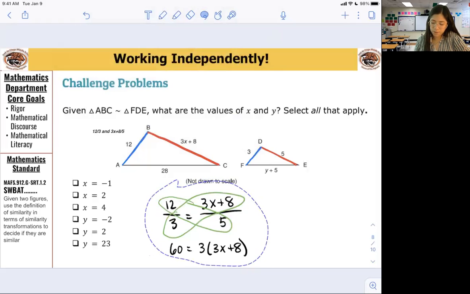So here we've got 60 equals 3 times 3x plus 8. What can I do to solve for x?